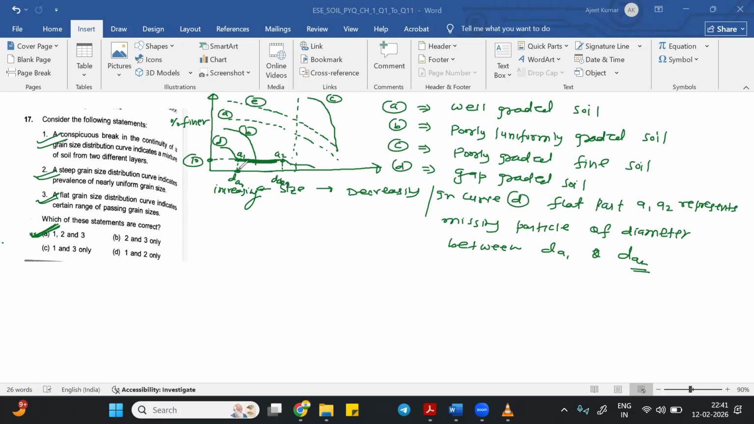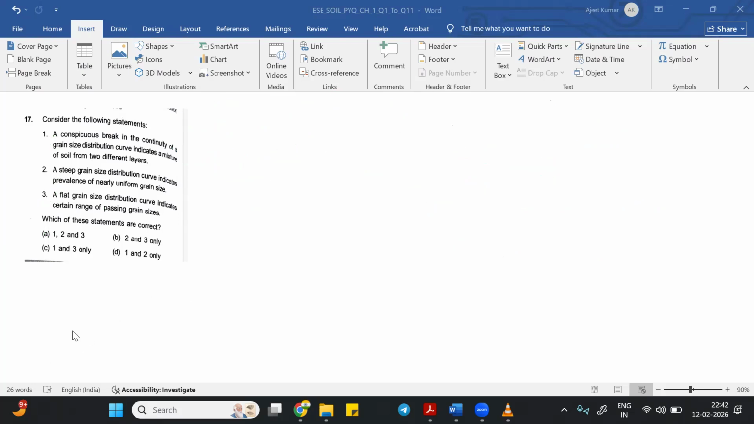So from dA1 to dA2 there will be no particle, and therefore the percentage finer is 10 for this size and this size also. Okay, so this is gap graded, or particles are missing in between dA1 and dA2. So the answer is A. This is all about question number 17. Now I am clearing this all. We'll discuss question number 18.